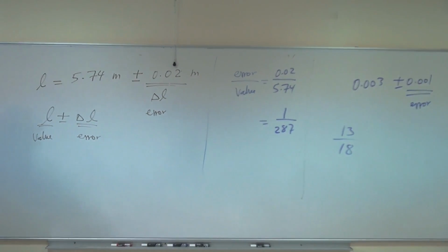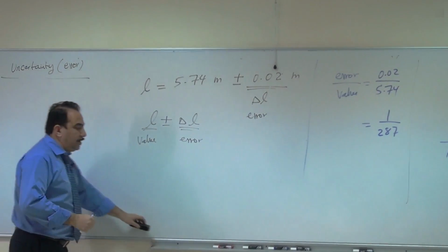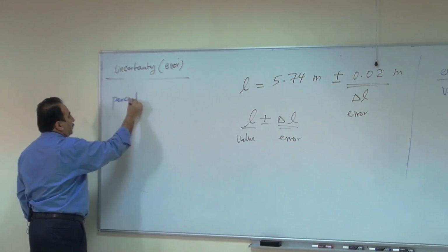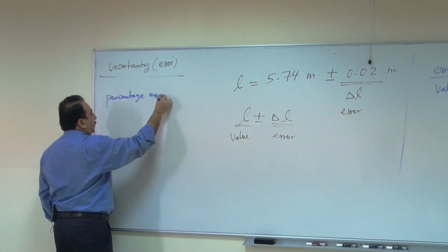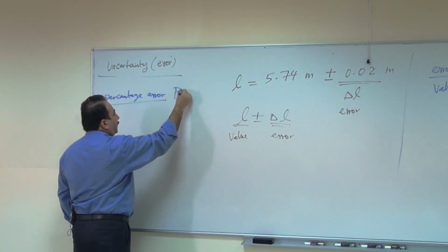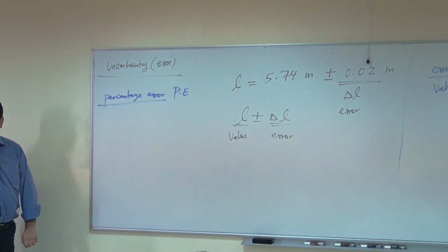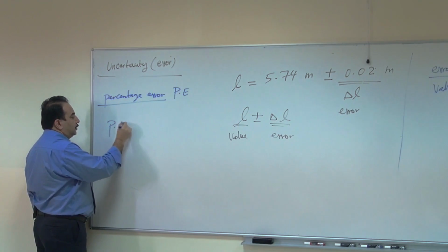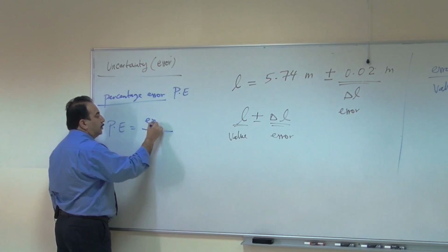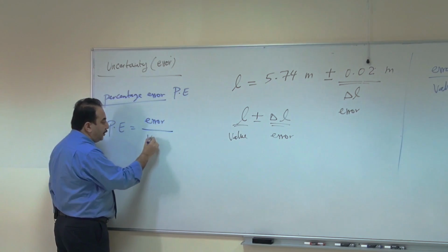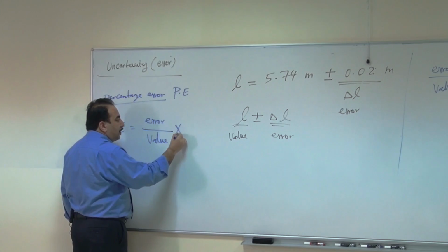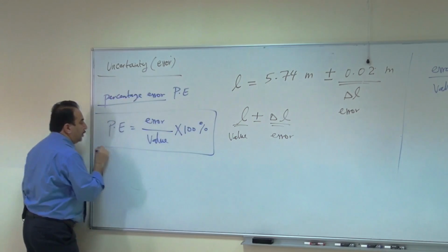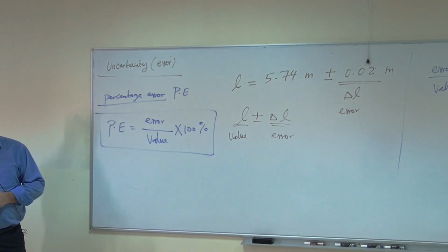So stick to this, and let's find the percentage errors. So here we'll talk about percentage error, PE. How do I find percentage error? As a formula, for percentage error, I compare the error or the uncertainty to the value, but I change it to a percentage, multiply by 100%. This is the formula to calculate the percentage errors.